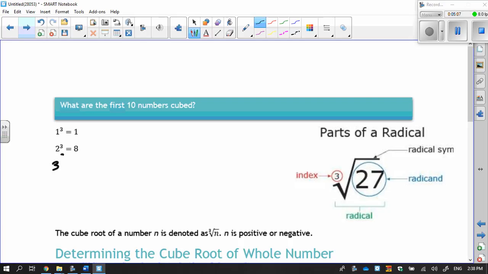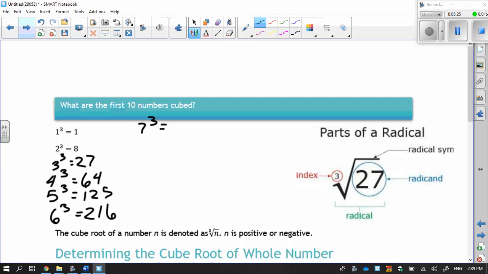So 3 cubed is a really good one to know. It's 27. 4 cubed is 64. 5 cubed is 125. 6 cubed is 216. That's as far as I personally have memorized. The farther you go, the more useful it is, obviously, because then you don't have to sit there and test with your calculator what you're doing.